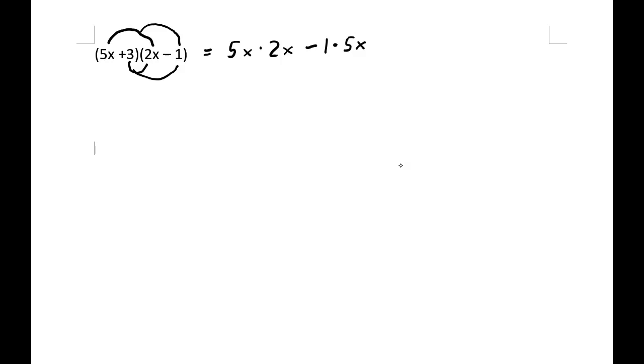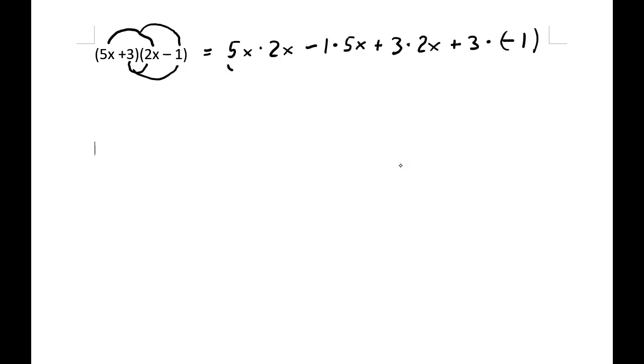Now we take the second factor and multiply it into the second bracket. So we've got plus 3 times 2x, and the last one, plus 3 times minus 1. So that gives us plus 3 times minus 1. Probably should write it like that. And now we need to simplify this a little bit.